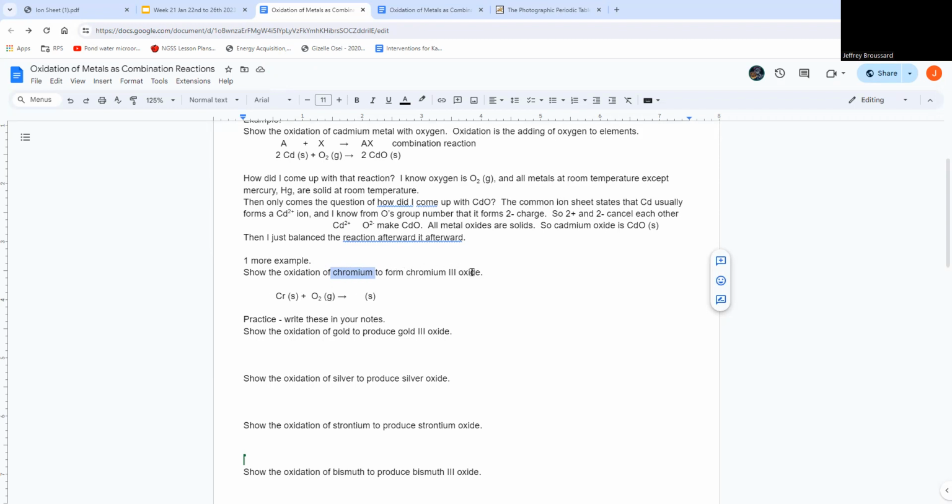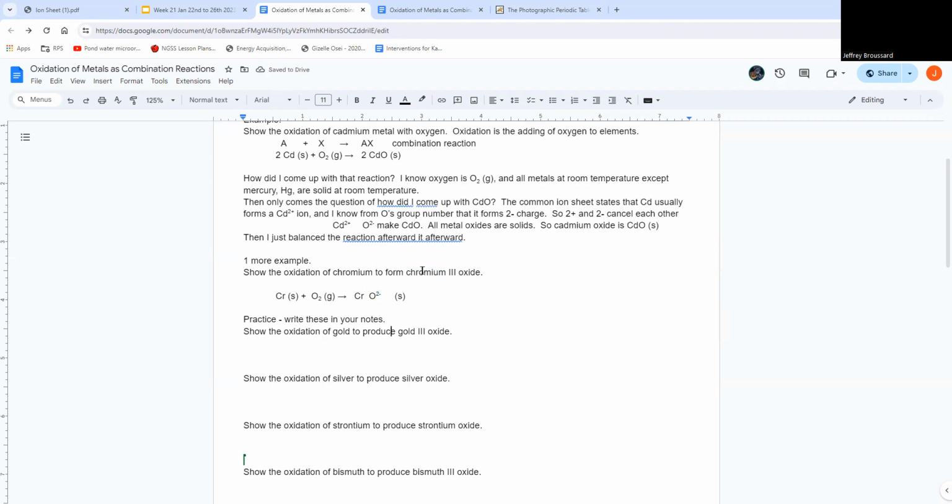And that's going to form chromium(III) oxide. So if we're forming chromium(III) oxide, I know that's going to require oxygen gas to do it. And I know I'm going to have Cr because it says chromium(III) oxide. And I know it's going to have oxygen in it, so I'm going to put an O there. Now, going back to what I had said, oxygen always forms a 2- charge. So let's go ahead and write our 2- there.